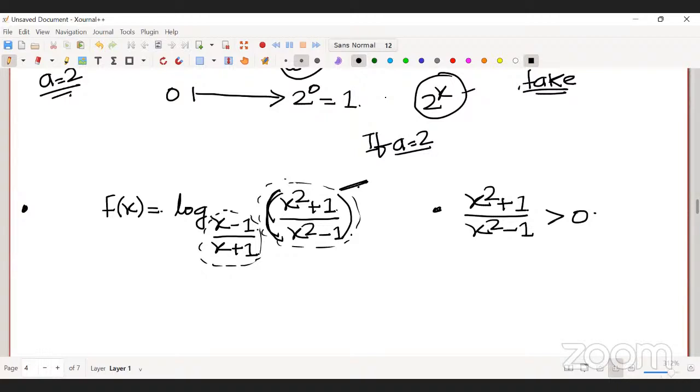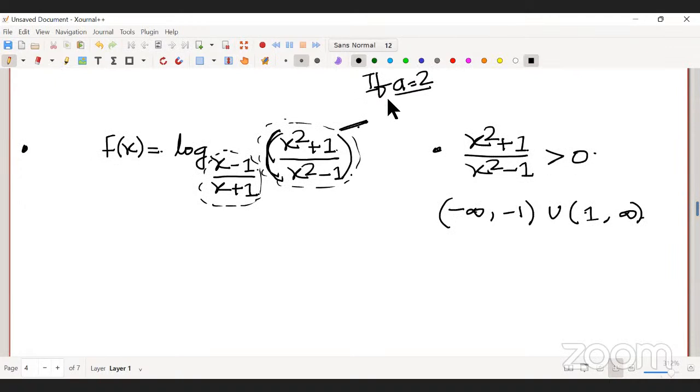Sir, minus infinity to minus 1 and 1 to infinity. Yes, this is probably correct, but I want the explanation, like why in this region the function is greater than 0. Because sir, if the value is between -1 and 1, this value becomes negative, x square plus 1 upon x square minus 1. So we have to find x plus 1 into x minus 1 greater than 0.